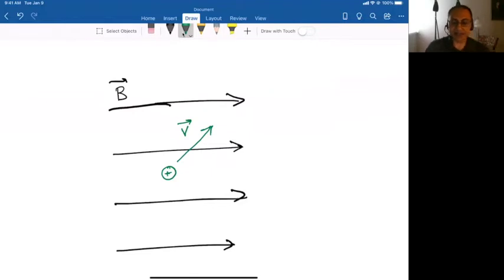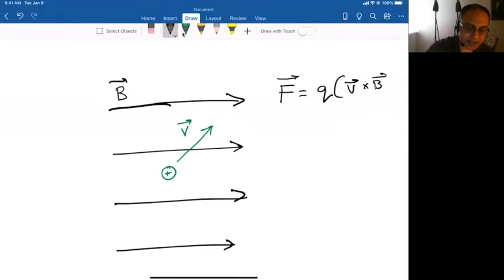Now, the answer is that the magnetic field will exert a force on this charged particle, and that force is given by this expression. So the force is given by F is equal to Q, which is the charge of the particle, multiplied by V cross B. V is the velocity of the charged particle, and B is the magnetic field that the charged particle is feeling, right?